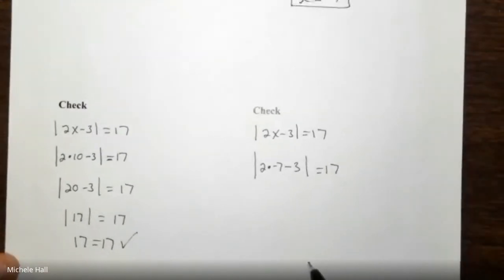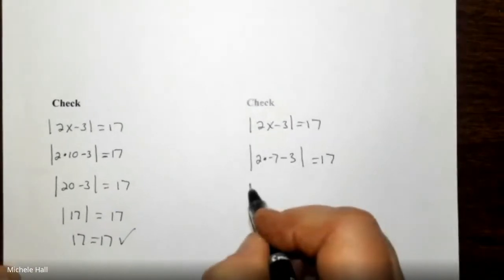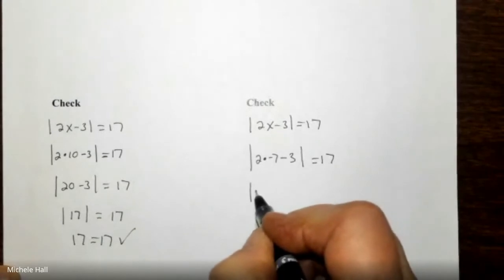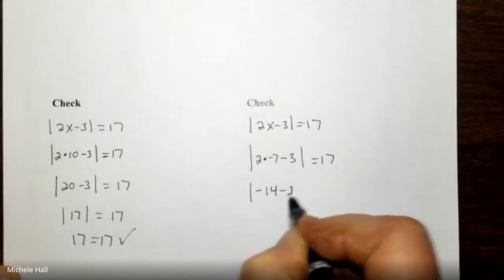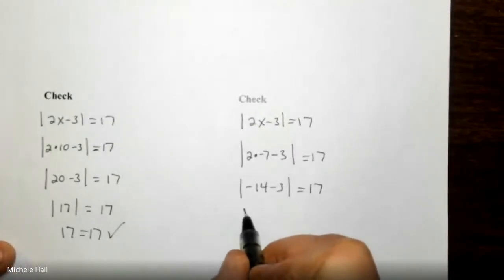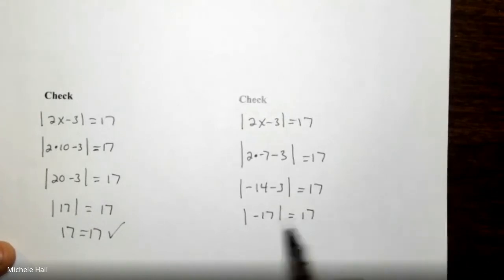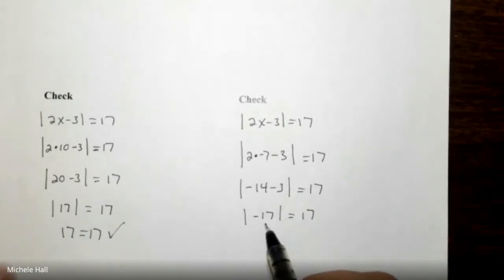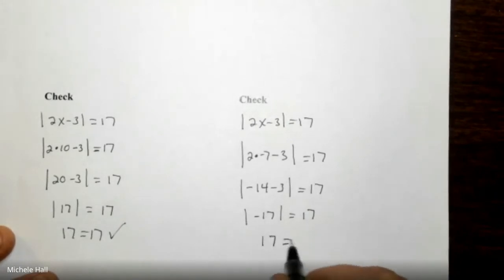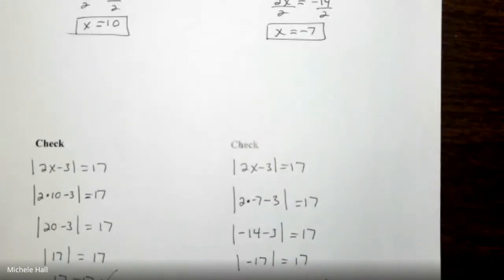Let's check our second answer when we got -7. We're going to start with multiplying first. 2 times -7 is -14. -14 minus 3 is -17. And the absolute value of -17 is 17 units from 0. It would be 17. And we got the true solution again. Therefore, I know that my answers, x equals 10, x equals -7, are correct.